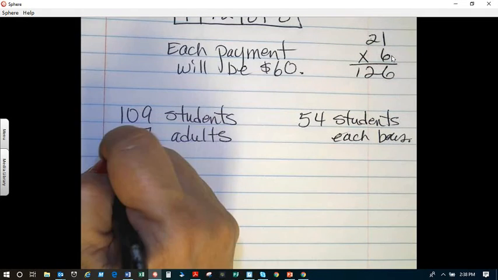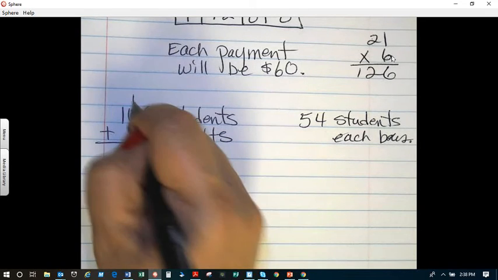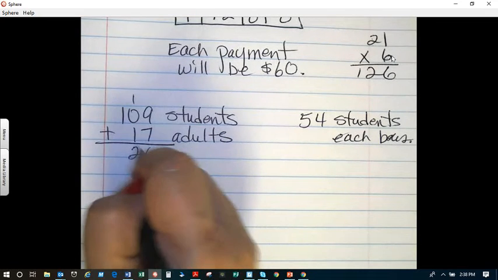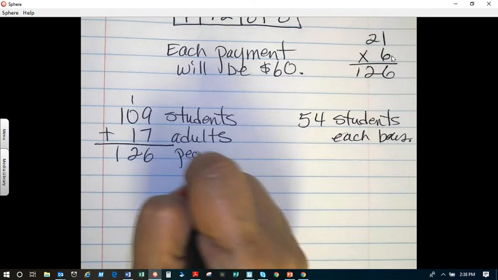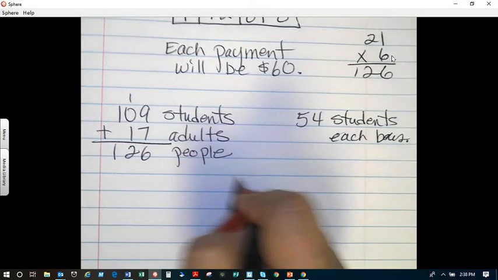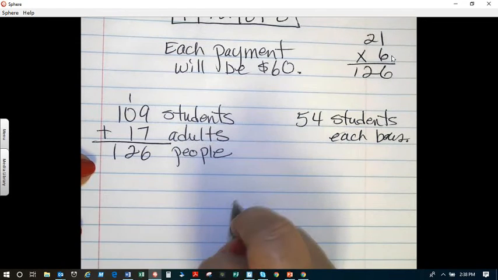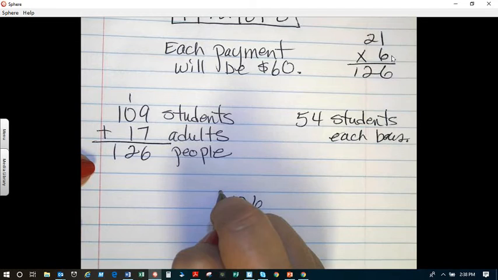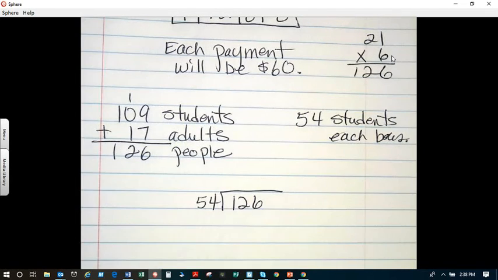So I need to add up people. 9 plus 7 is 16. 1 plus 1 is 2. And 1. So it's going to be 126 people going. So that's my total amount, which is going to be my dividend, 126. 54 students can go on there, so I need to find out how many groups or how many buses I need.